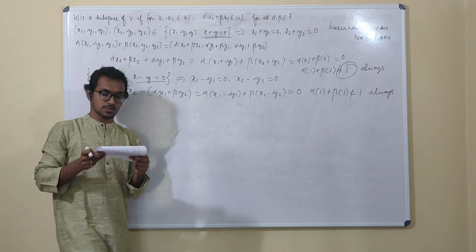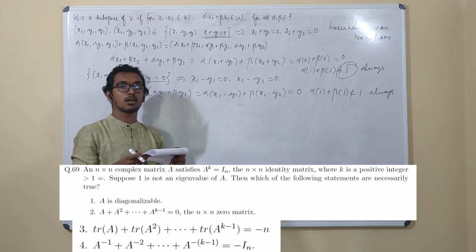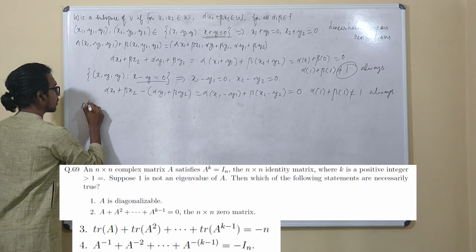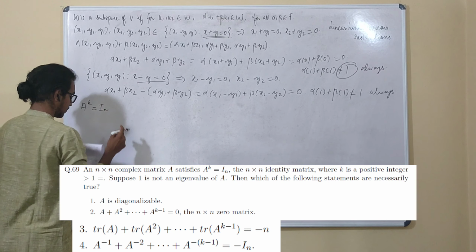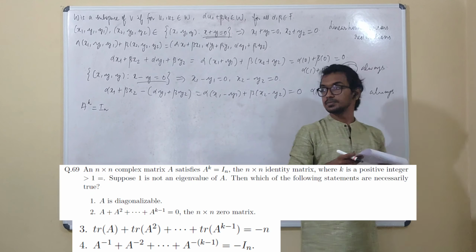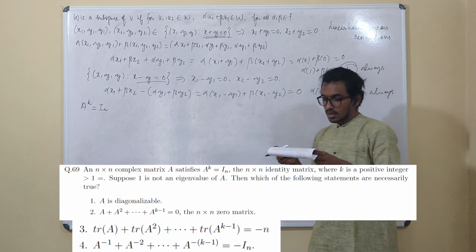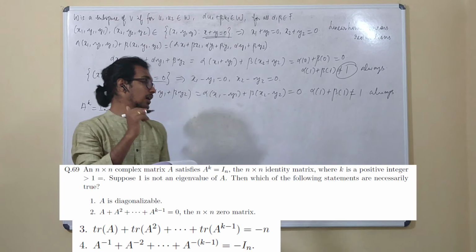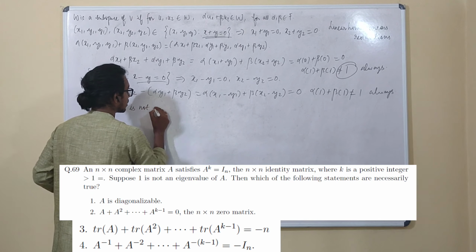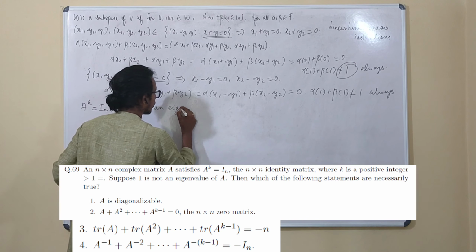And now coming to the next problem, we have an n by n complex matrix A which satisfies A to the power k is identity, where k is some positive integer greater than or equal to 1, and 1 is not an eigenvalue. So one more thing is given: 1 is not an eigenvalue of A.